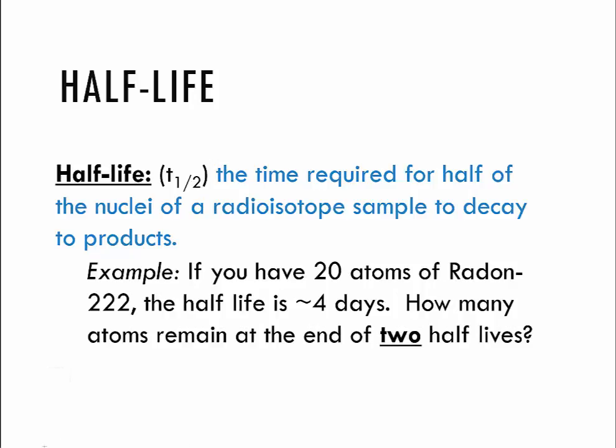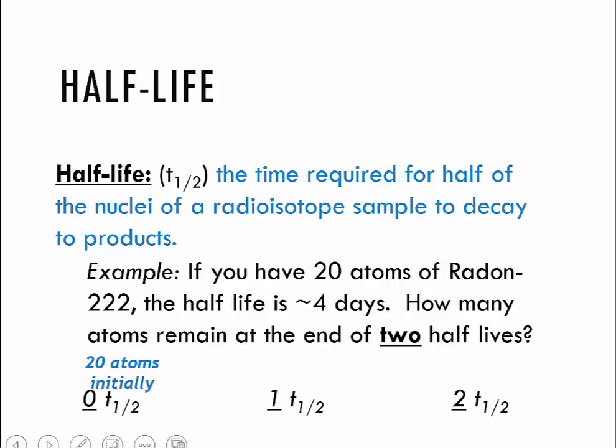So for an example, let's say I have 20 atoms of radon. It's radon-222, and the half-life is 4 days. How many atoms remain at the end of 2 half-lives? So if I start at time 0, I have 20 atoms initially. After one half-life, which is not 1 day, but 4 days, because that's our half-life, how many would I have left?